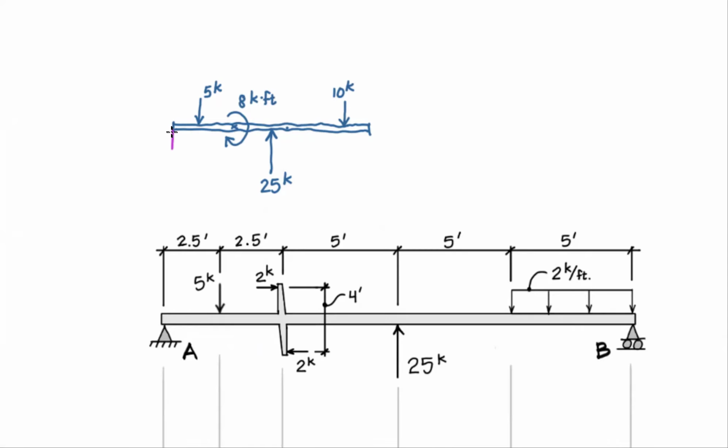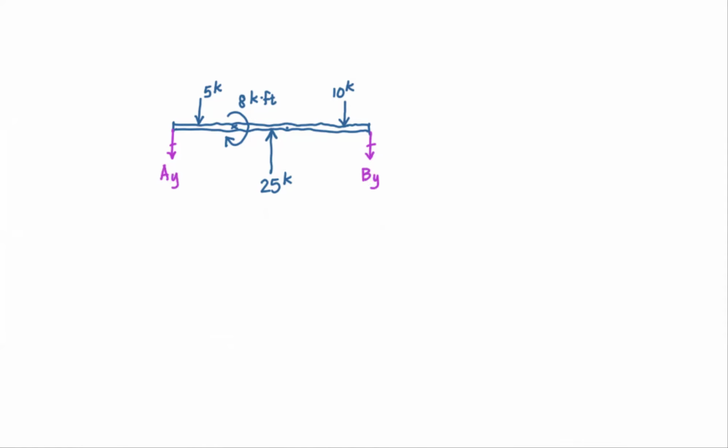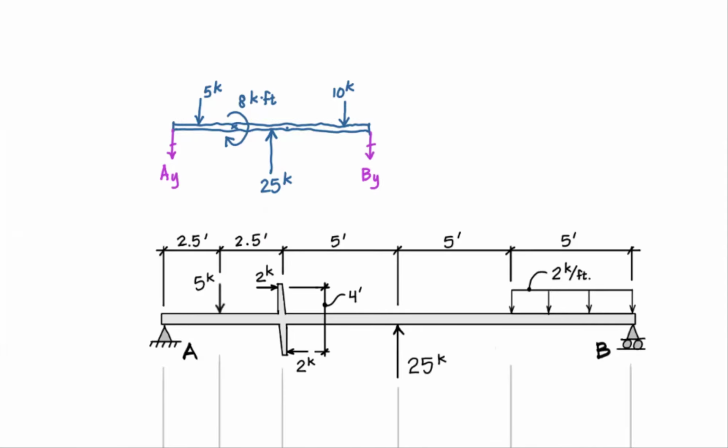And see if my intuition's right. Let's go ahead and point these downward. A sub y, B sub y. And now it's time for our equations of equilibrium. We need some dimensions first.